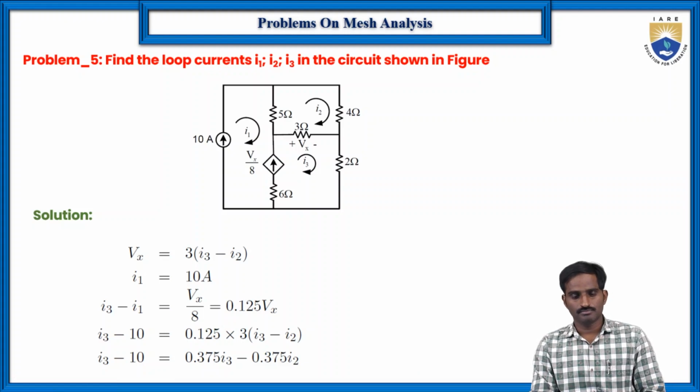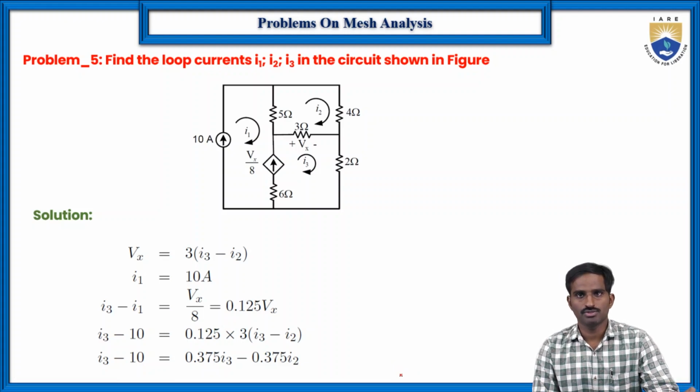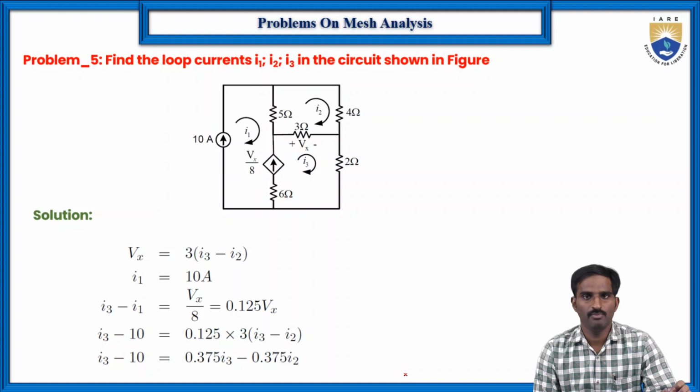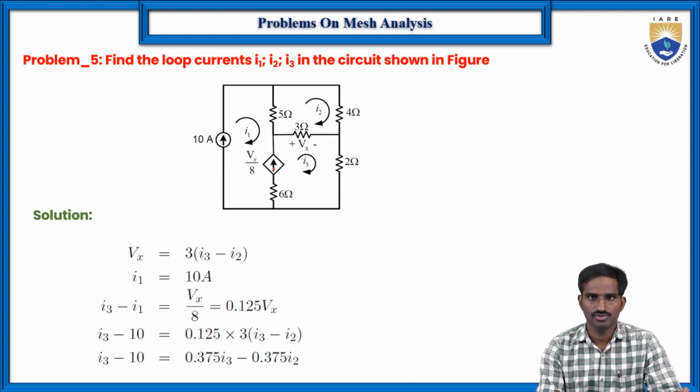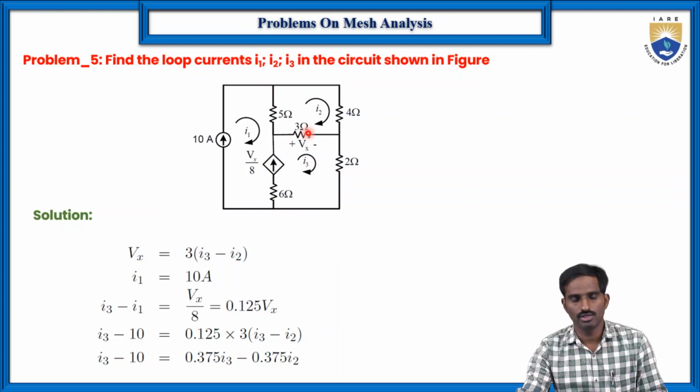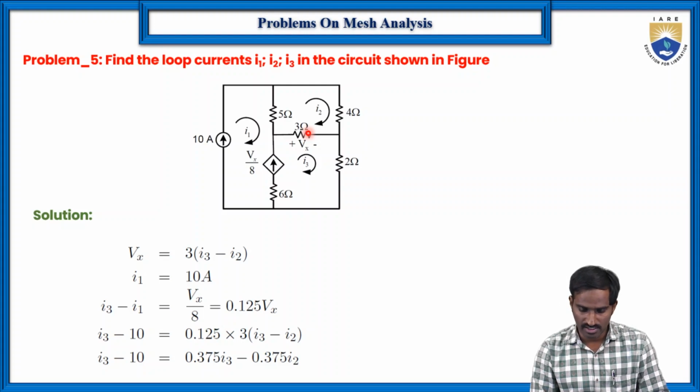Now there is another problem. In this problem we have one dependent source. Here the dependent current source depends on the voltage across this 3 ohms resistor. So the value of this current source depends on the voltage across the 3 ohms resistor. How do we apply loop analysis in this case? Of course, it is also very easy compared to the previous case.